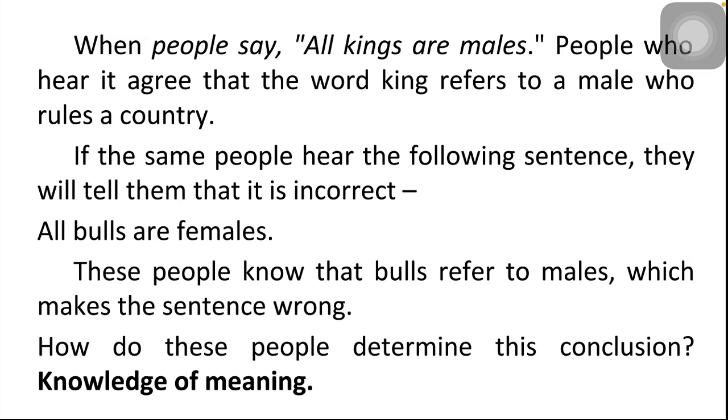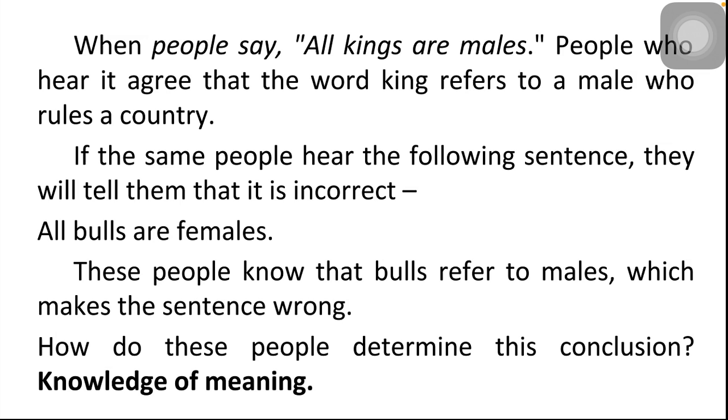If the same people hear the following sentence, they will tell you that it is incorrect. All bulls are females. That is incorrect because we know that a bull is the male gender of a cow. Okay, the male gender of cow, bulls. These people know that bulls refers to males, which makes the sentence wrong.